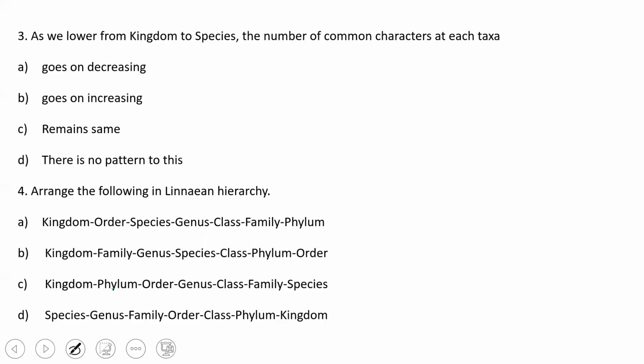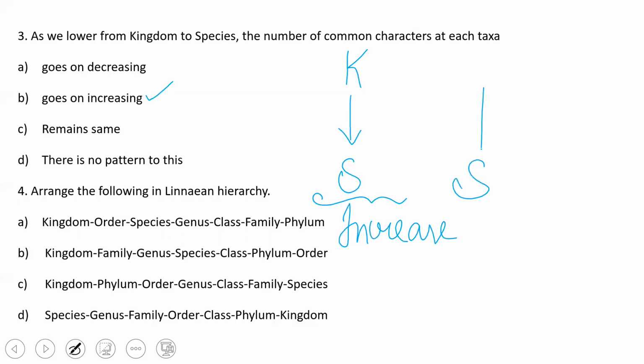So the number of common characters at each taxa from kingdom to species is given here. So obviously it goes on increasing. If the question was from species to kingdom, the common characters would go on decreasing, whereas from kingdom to species, the number of common characters will increase, and from species to kingdom, the number of common characters will decrease.